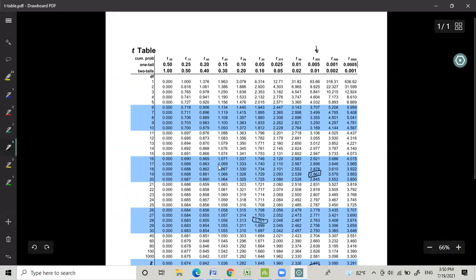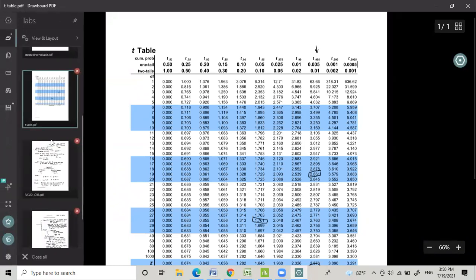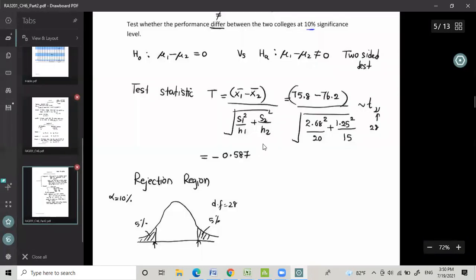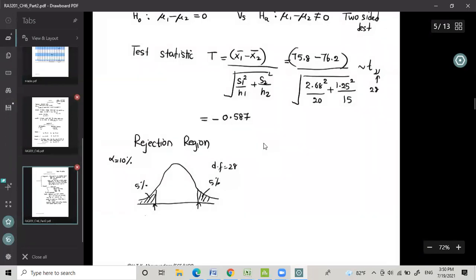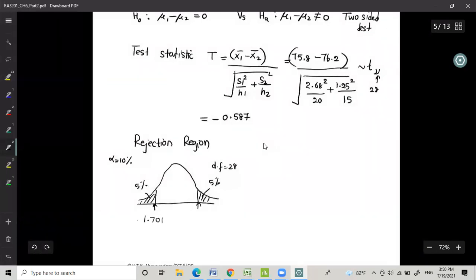The t-score is 1.701. So what is that t-score? The critical value of the rejection region, negative and positive according to the symmetry of the t distribution. So here's your rejection region. Now what do you do? You go back and get the test statistic and place it on the graph. Now where is it? It should be somewhere here, right? Negative 0.587.